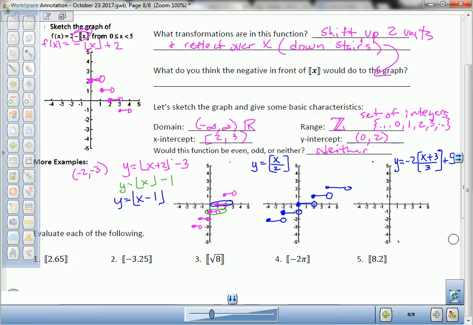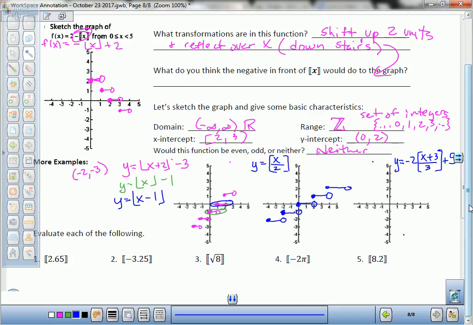All right, let's take a look. Actually, I just want you to try this one. This is y equals -2 times the greatest integer of (x plus 3) divided by 3, plus 5. That's that equation. Let's see what you can do.